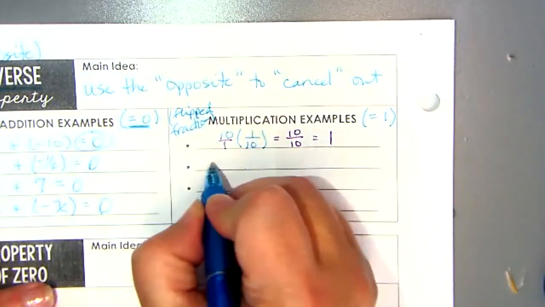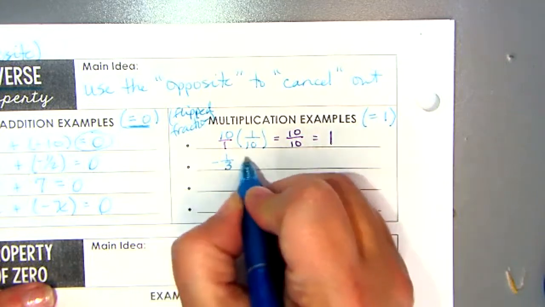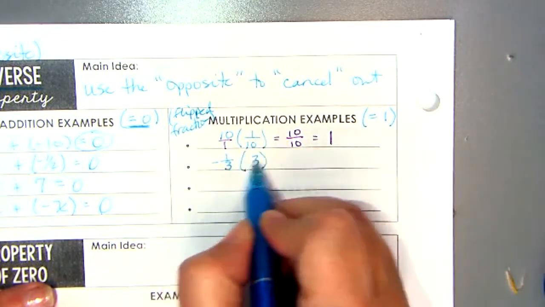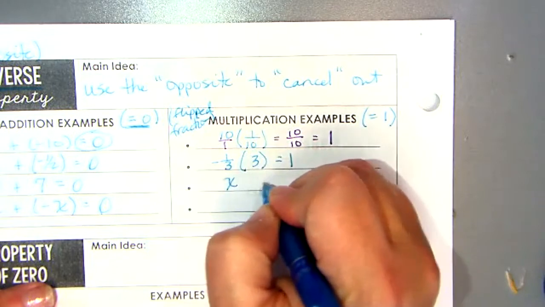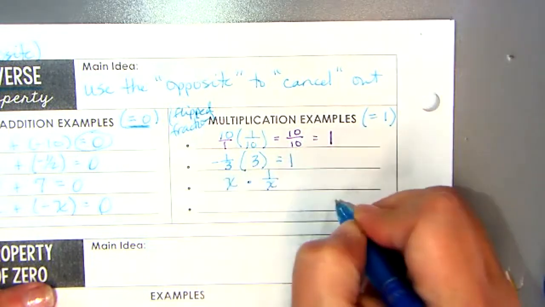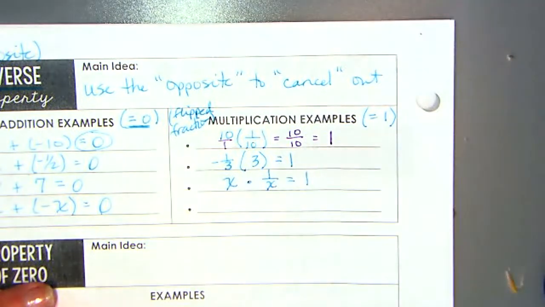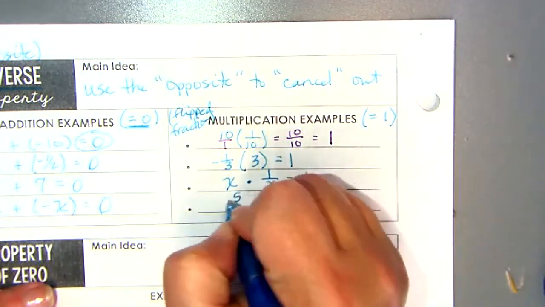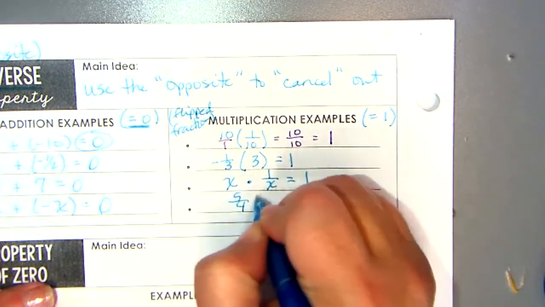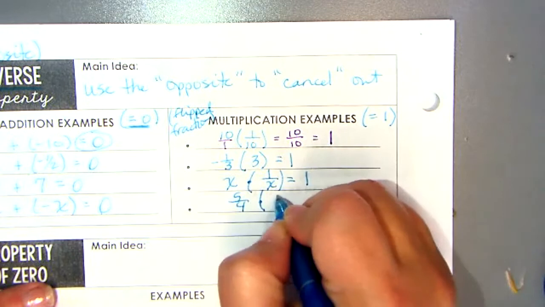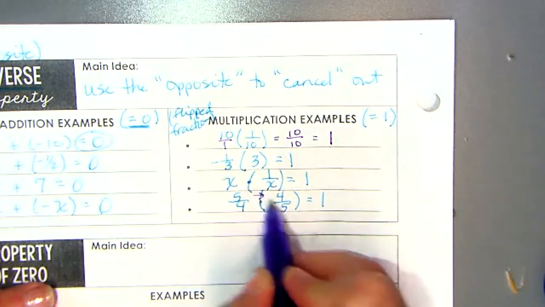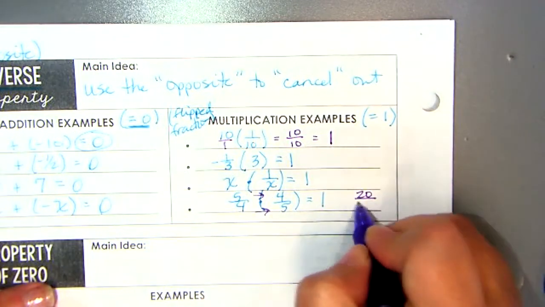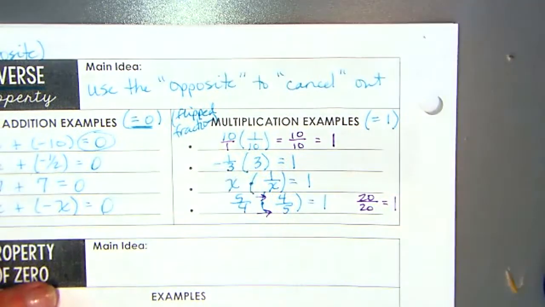So if we've got another example here, if I have negative 1/3 times 3, they're the reciprocals of one another, this equals 1. x times 1/x. That equals 1. 5/4 times, this should be in parentheses, times 4/5 equals 1. Now remember, to see this, multiply straight across, and we get 20/20, which equals 1. Remember when we multiply the fractions. Okay.